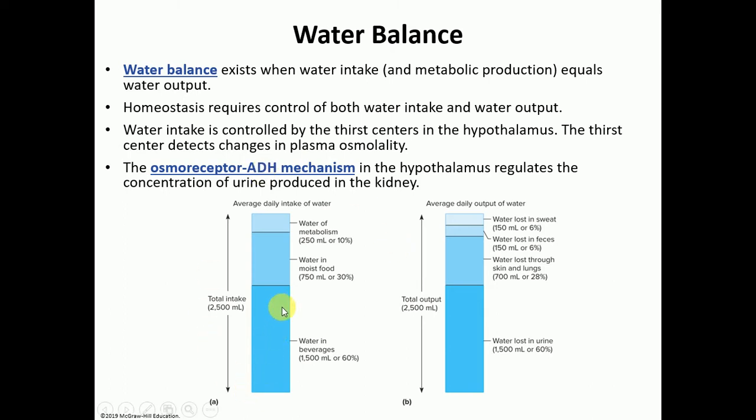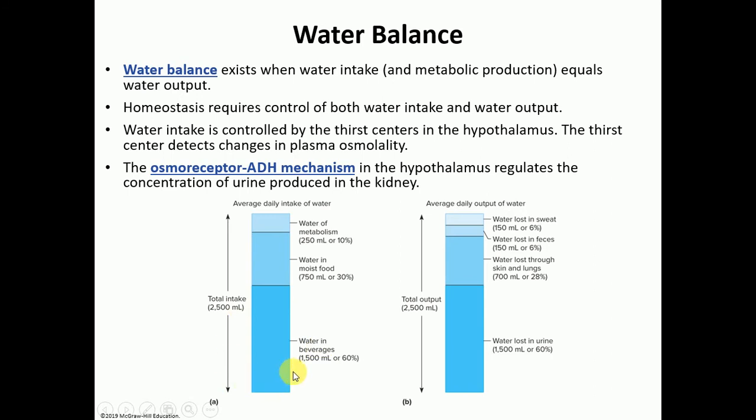Obviously, the majority of our water comes from beverages, from drinking. Some water comes from moist food, and we also make water out of metabolism. A lot of the metabolic reactions that our body performs have water as an end product. So this is where our average daily intake of water would be.